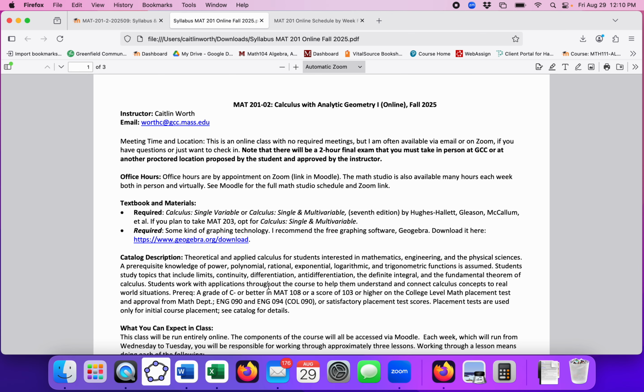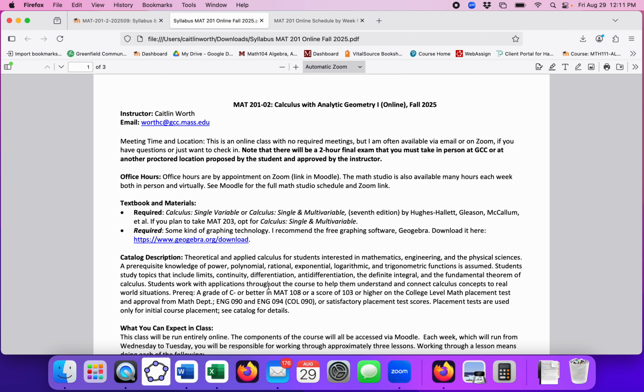The textbook is Calculus Single Variable or Calculus Single and Multivariable, 7th edition by Hughes Hallett, Gleason, et al. If you plan to take Math 202 or Math 203, opt for Calculus Single and Multivariable. So this is 201. If you plan to continue the sequence, 202 and 203 use the same textbook, but you should get the multivariable version.